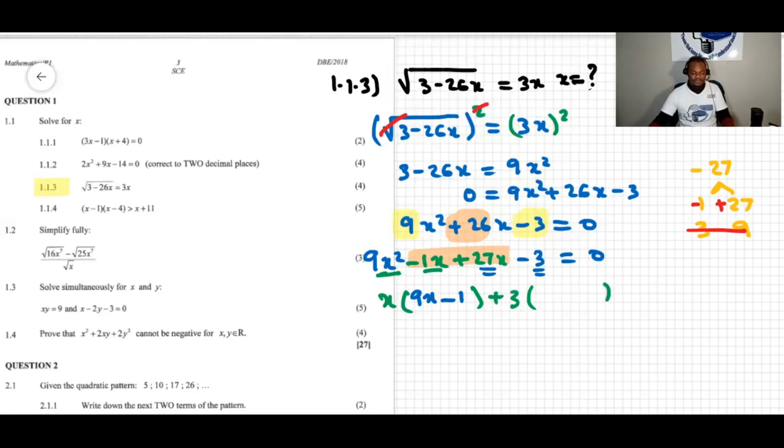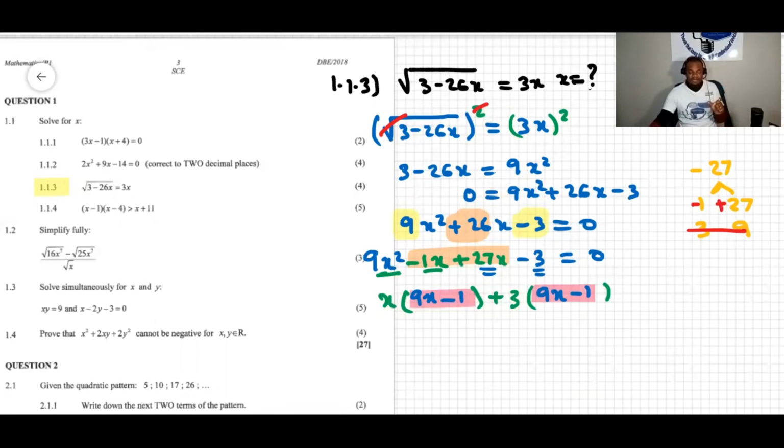So if I take 3 out, what will remain here? It's going to be 9x, because 3 times 9x would make 27x, and then there will be -1, because 3 times -1 here is going to be -3. Now notice something: we have 9x minus 1 here and then 9x minus 1 there. It must always be like that.